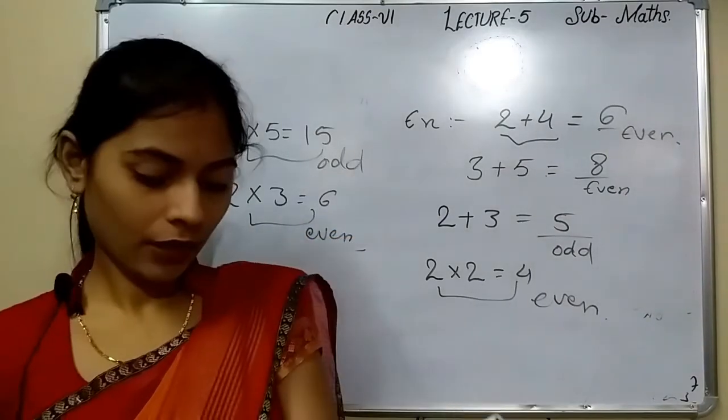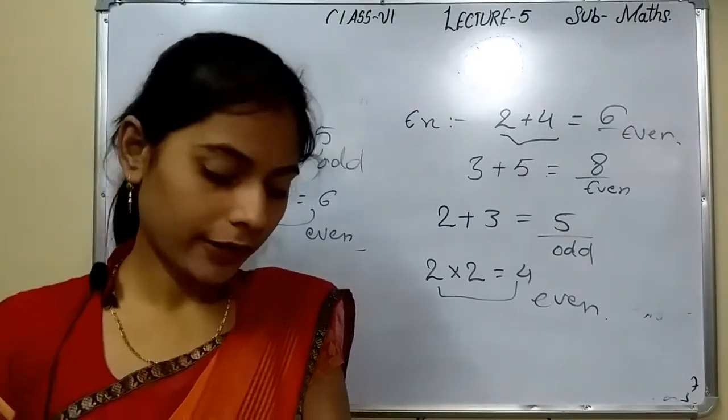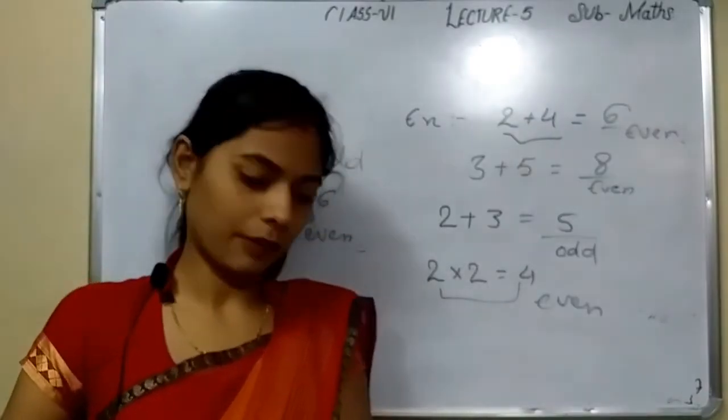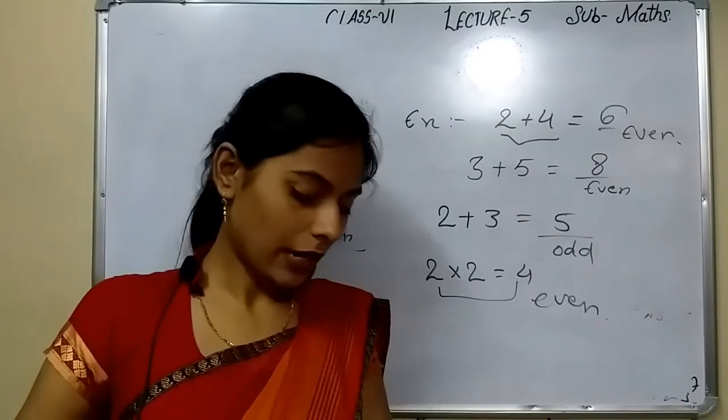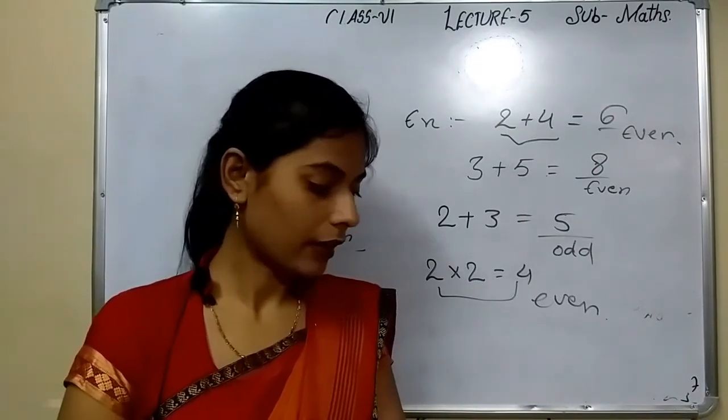Okay. See question number 3, that you have to do yourself. Find out the prime numbers from the following numbers. All these questions you have to do by yourself: 3rd, 4th, 5th and 6th.